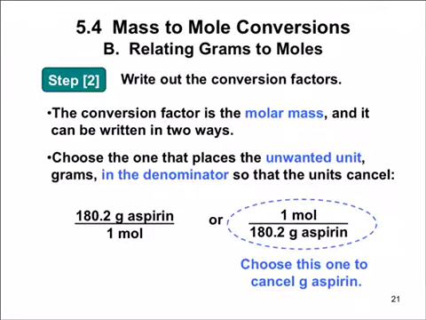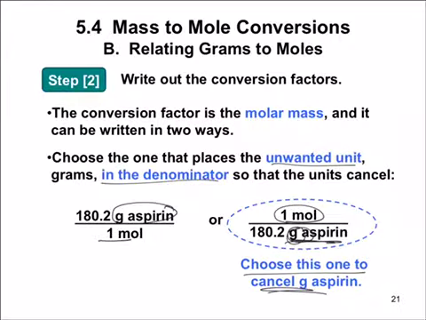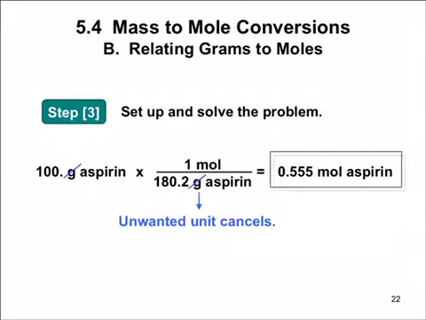So, I'm going to write 2 different conversion factors where I've got grams of aspirin per mole, or 1 mole is grams of aspirin. I'm going to choose this one because I want to get rid of grams of aspirin. That's my unwanted unit. Unwanted units go in the denominator. So now I take the 100 grams of aspirin times 1 mole divided by 182 grams of aspirin. That gives me 0.555 moles of aspirin. Okay?